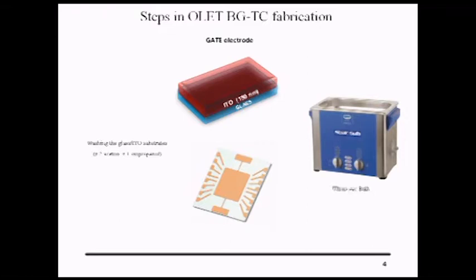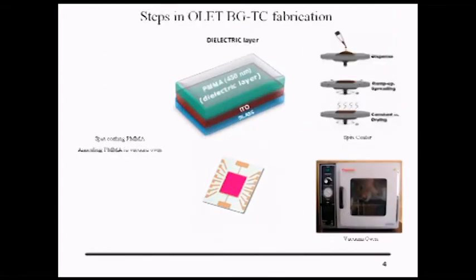I usually grow OLETs in a bottom gate, top contact configuration, so we buy glass substrates covered with ITO, as you can see from this figure, and I use an ultrasonic bath to wash the substrates 2 times in acetone and 1 time in isopropanol. Afterwards, I spin coat the PMMA dielectric layer on top of the substrate using a spin coater, and then I anneal it using a vacuum oven.